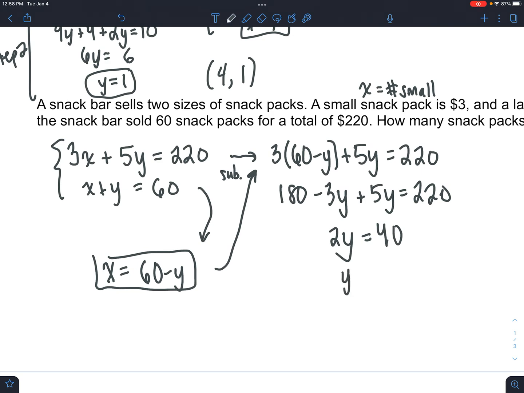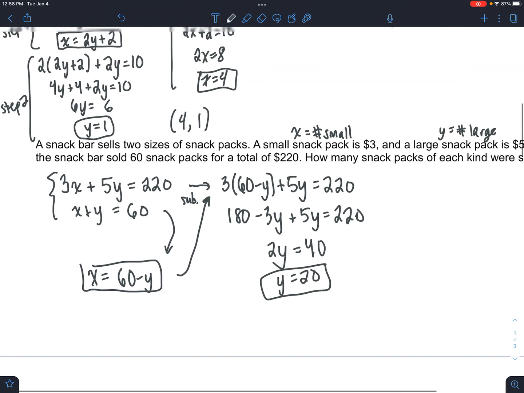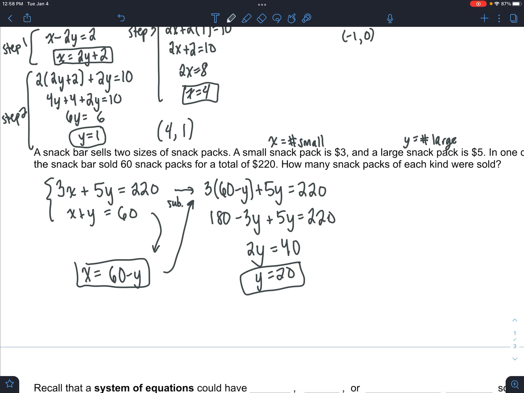So it looks like I got that y is 20. So what does that mean? That means that there were 20 large snack packs that were sold. Okay? And you might be thinking, hey, well, if it's 20, then I must have sold 40 small ones because it has to add to 60. And you're exactly right. We have this equation that must be true.